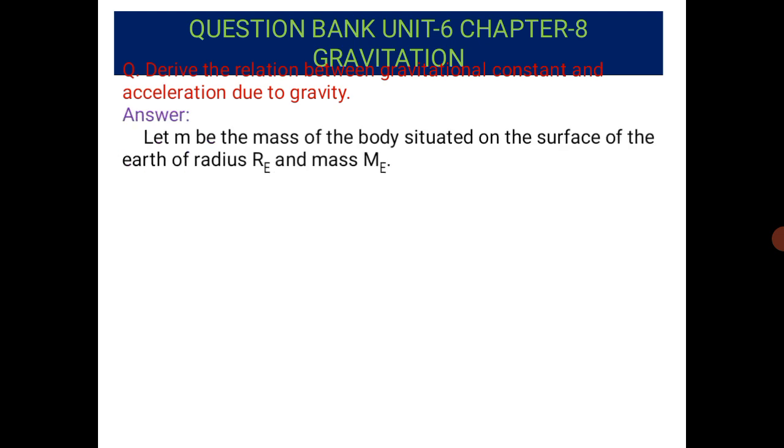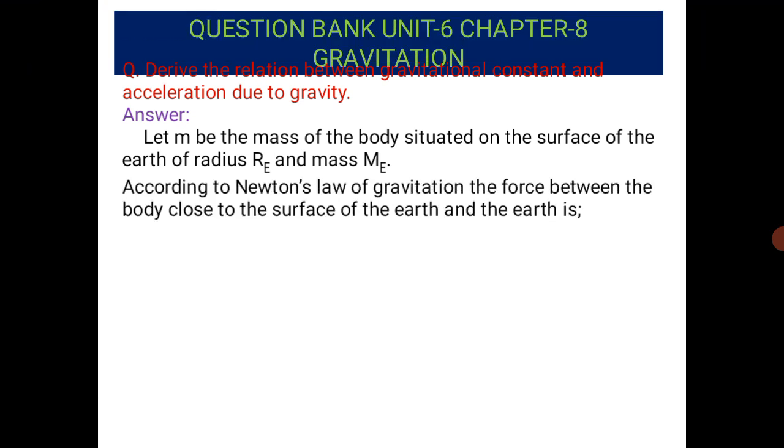Just look, let m be the mass of the body situated on the surface of the earth of radius r or Re. E indicates earth, and the mass of the earth is Me. When we keep a massive object near the earth, definitely there is a force of attraction between two massive objects. One massive object is the earth, the other is some body. So the mass of the body is m and the mass of the earth is Me.